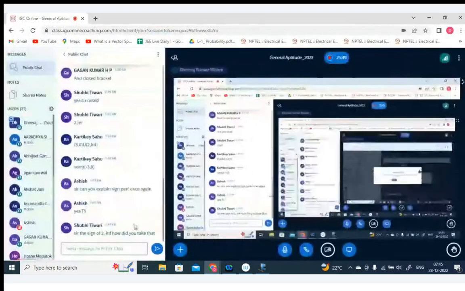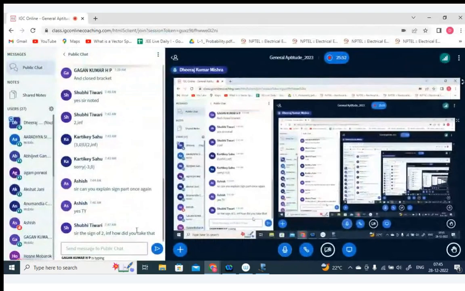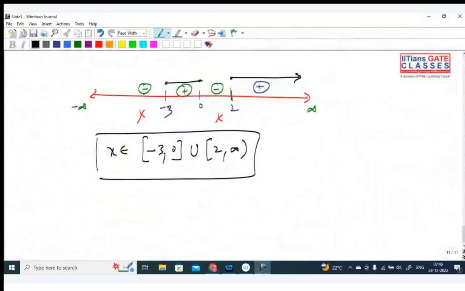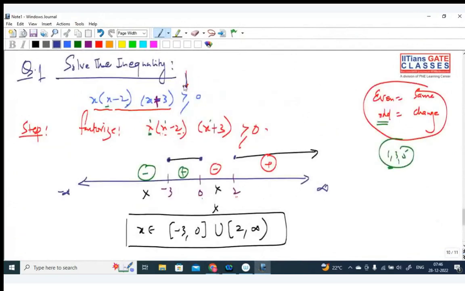Sir, the sign of 2 to infinity, how did you take that? See, why I'm putting plus here is because I want this expression to be positive, so we are starting with plus. Now we see this is the root of x minus 2, and the degree of this x is odd, x power is 1. So we do the sign change. If it is positive, this should be negative.